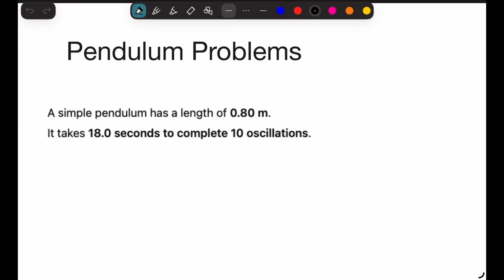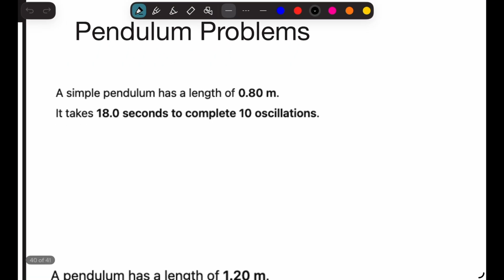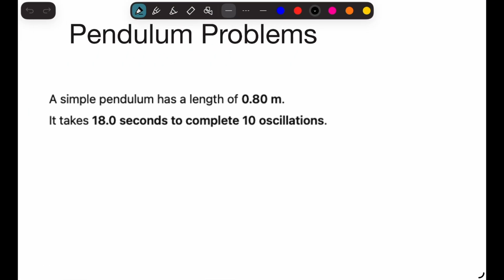In this video, we're going to be going over some pendulum problems. So first, let's start off with our example here. A simple pendulum has a length of 0.8 meters and it takes 18 seconds to complete 10 oscillations.